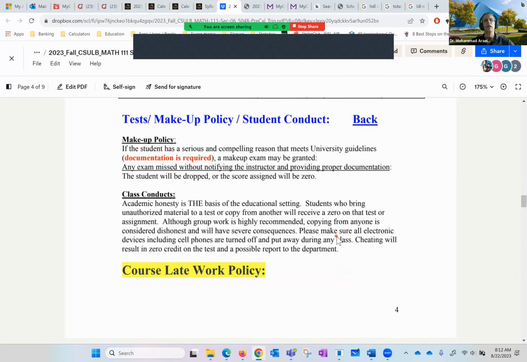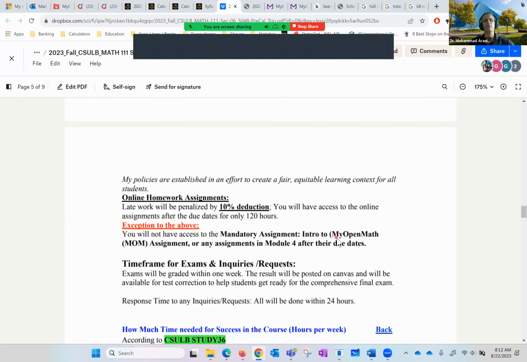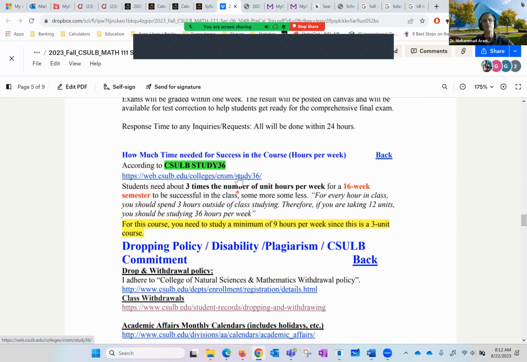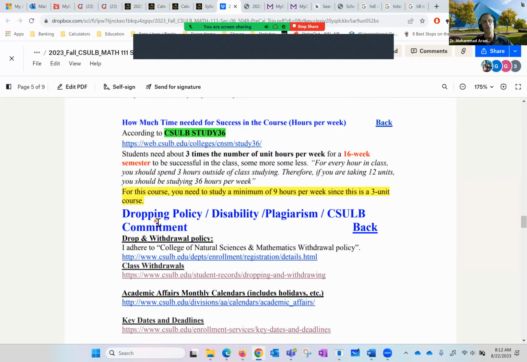So more information about the test and makeup policy. CSULB 36. I find this very interesting. And there's a website on that. And the bottom line is that for a 16-week semester, they believe you need to spend 3 times the number of units. So if we have a 3-unit course, you need to spend 9 hours outside the class to master the course. So 9 hours minimum is needed for this 3-unit course.